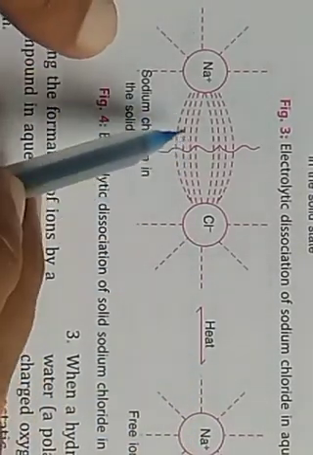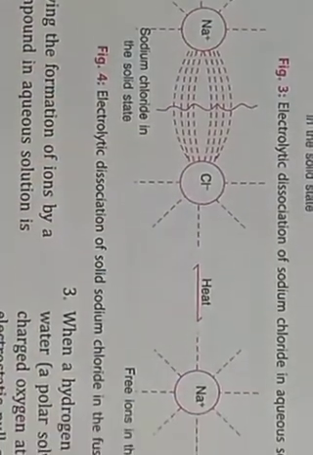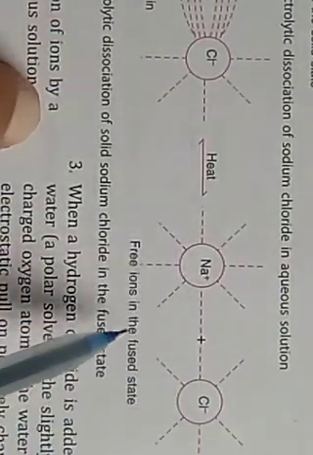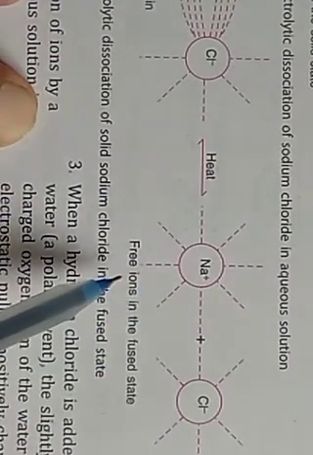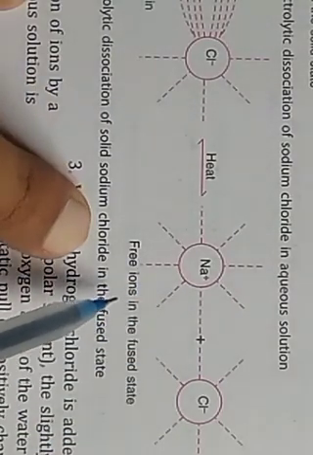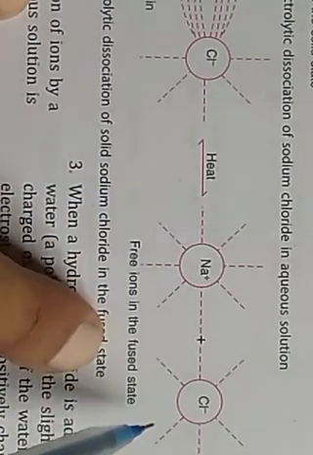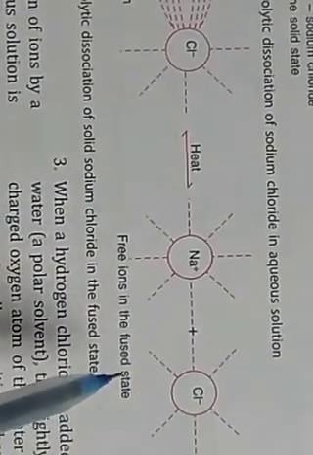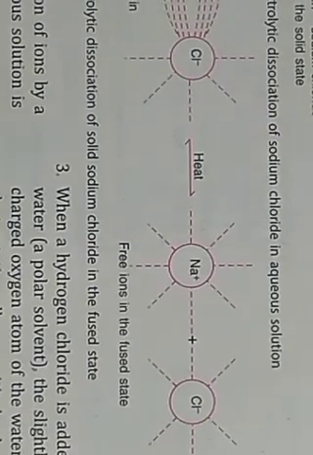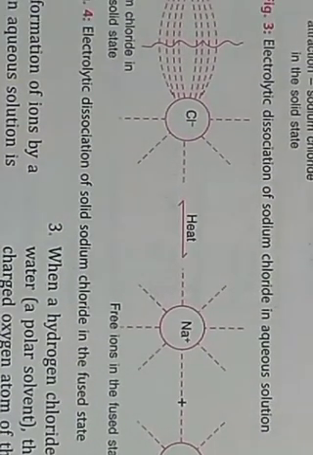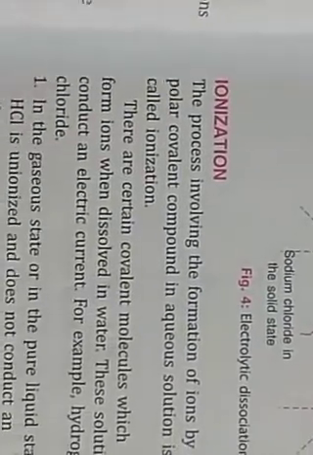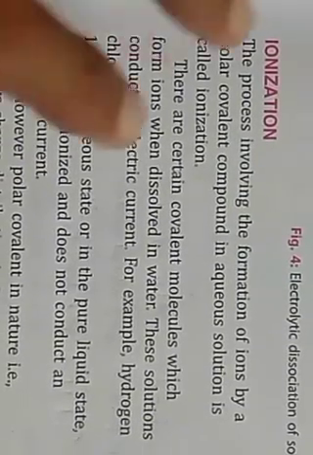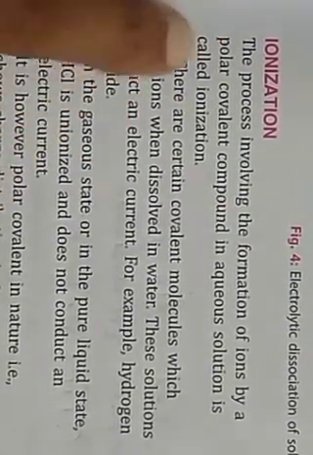And the sodium chloride dissociates into its respective ions Na plus and Cl minus, and these ions are present in a free state in the molten state of the sodium chloride, and these free ions are responsible for the conduction of electricity. So sodium chloride dissociates in its aqueous solution and also in the fused state, but the nature of dissociation is different in the aqueous solution and in the molten state.